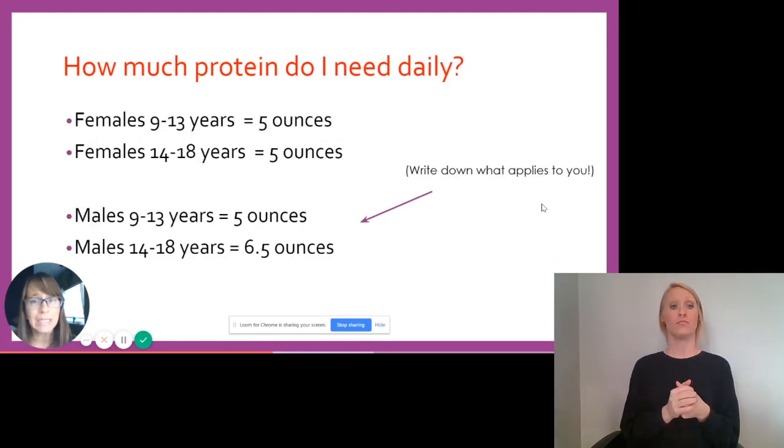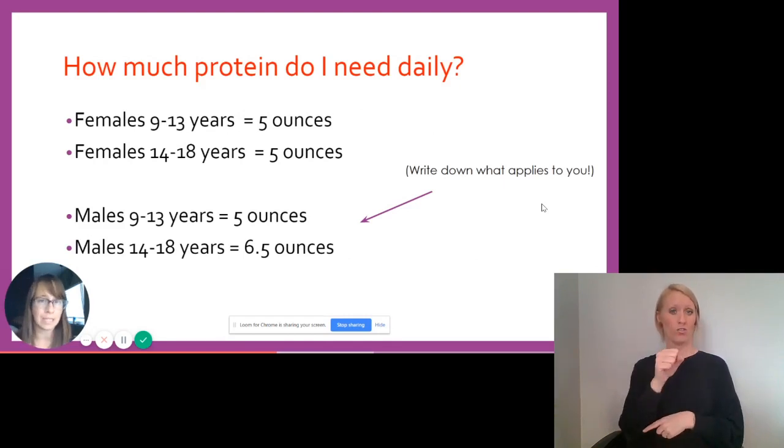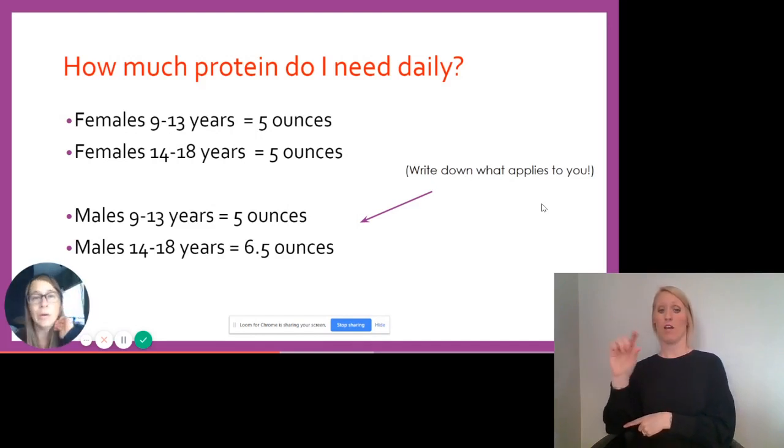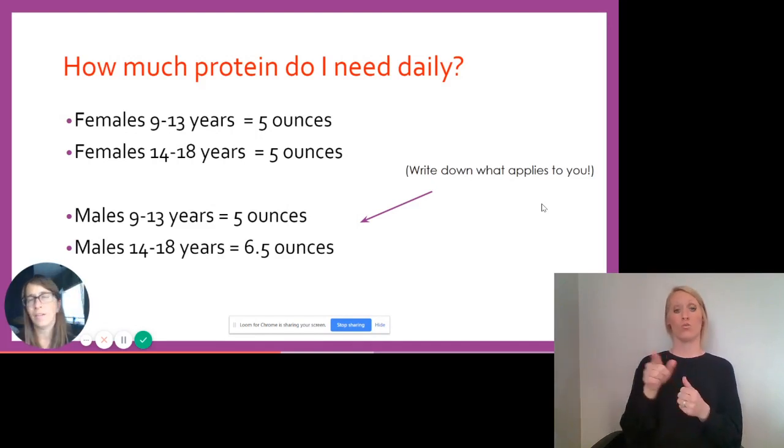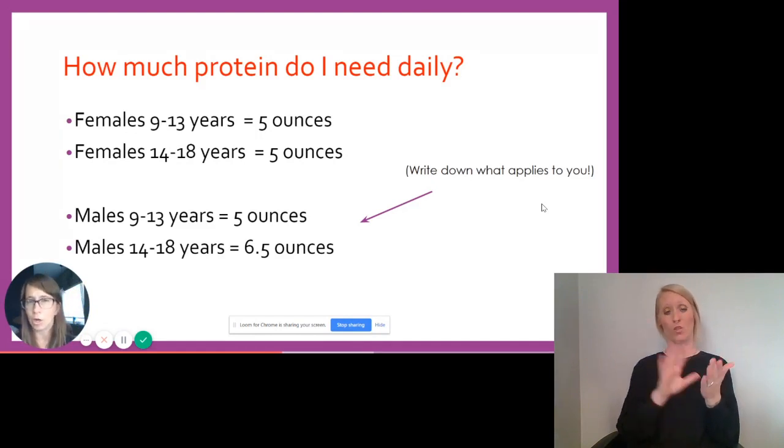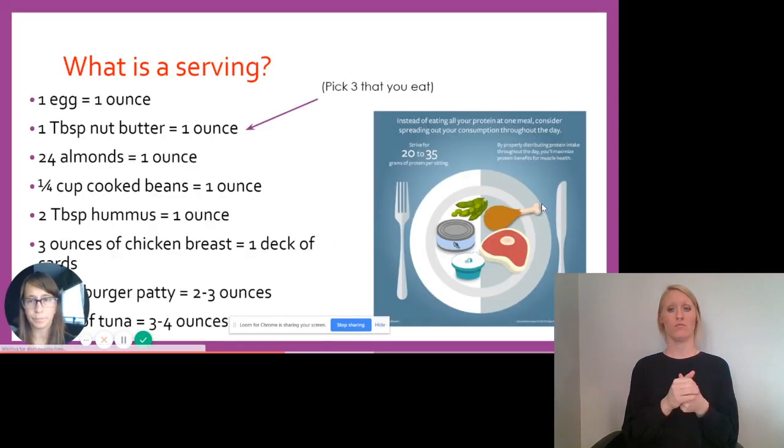So how much protein do you need daily? Depending on your age, you're going to see that it goes from 5 ounces all the way to 6.5 ounces per day. So write down whatever applies to you. Again, thinking of proteins in ounces is a little hard to imagine. It's not as easy as cups. So we're going to break it down a little bit.